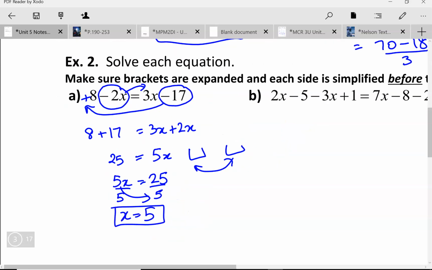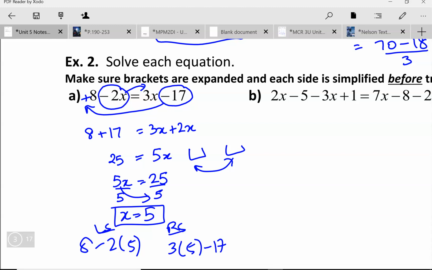And of course, if it says check, you have to do 8 minus 2 times 5. That's the left-hand side, and the right-hand side is 3 times 5 minus 17, and you would make sure that those are the same things. In this case, that's weird. They don't look to be the same. Why are they not the same? Did I do something wrong? 8 minus 10 is negative 2. Oh, yeah, they are the same. Whoops.